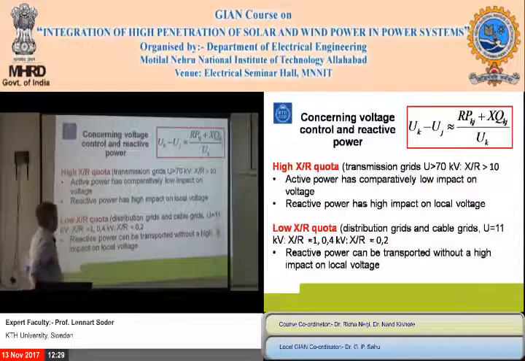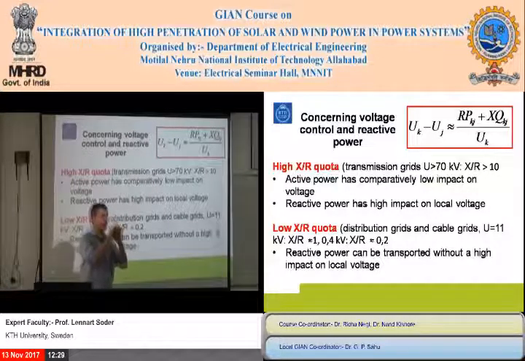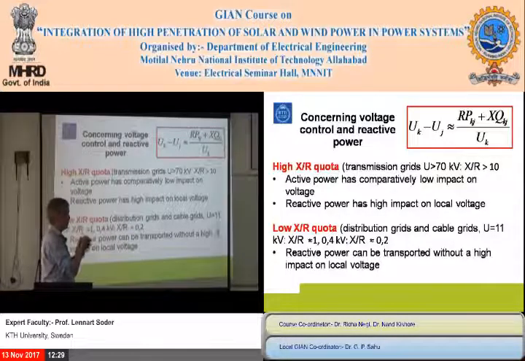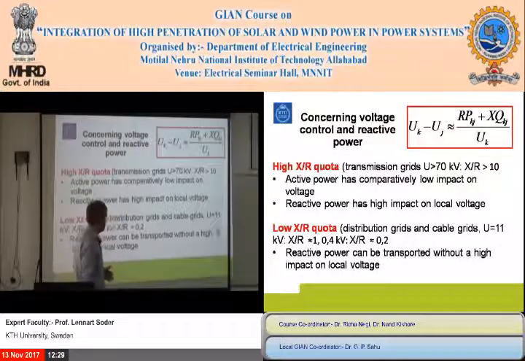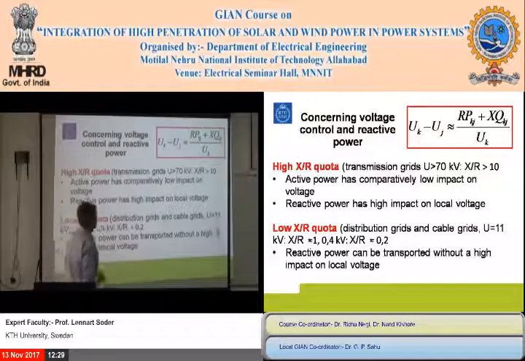So the low XR quota, which you have in distribution grids, is because in distribution grids you have much thinner lines, because you don't have so high currents. So then you often have XR quota equal to 1 or something. So both X and R are important. If you go down to 0.4, or 0.38 kV, it should be here, 220 volt, then you have dominating resistances. And that means that the XR quota is very small.